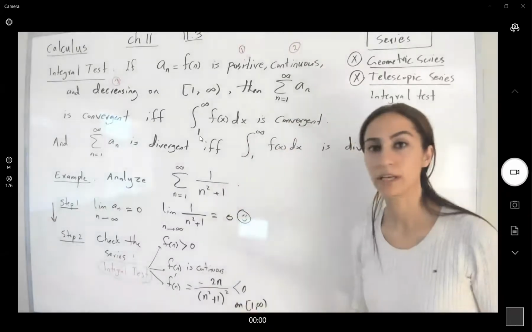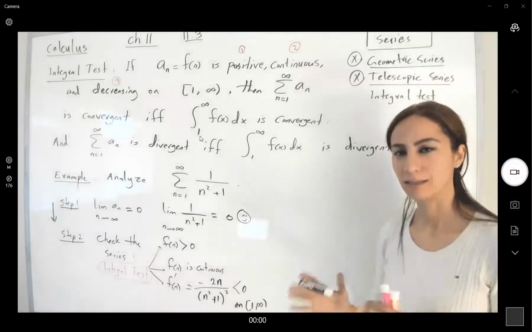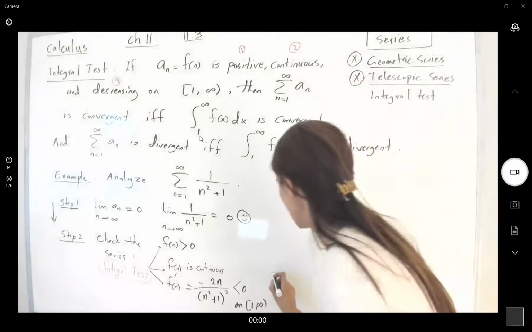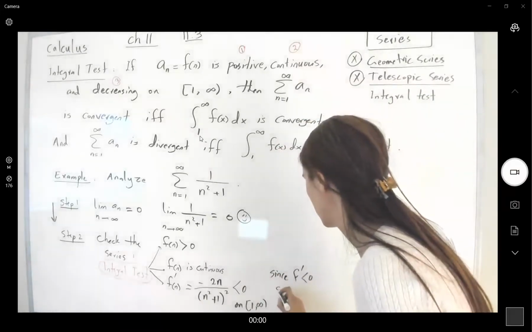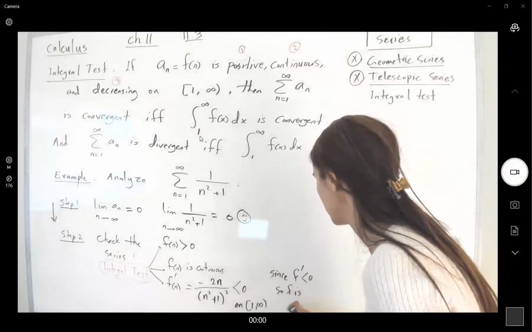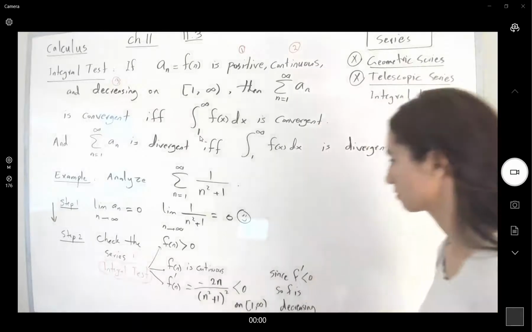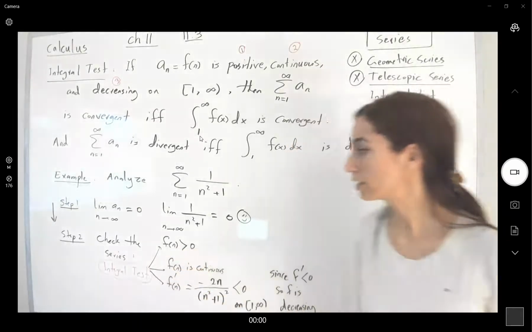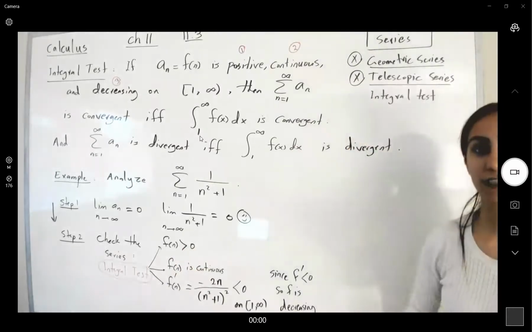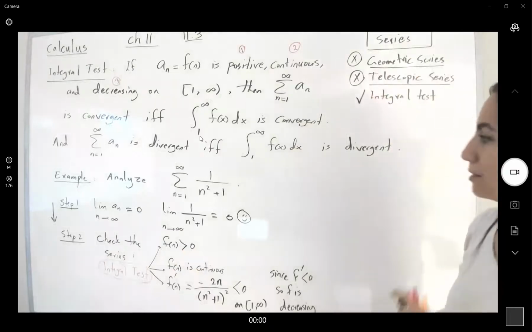So the derivative is negative. What's the meaning of that? It means that your function is decreasing. Since f prime is negative, f is decreasing. So it meets all three conditions for the integral test. Okay, let us apply the integral test then.